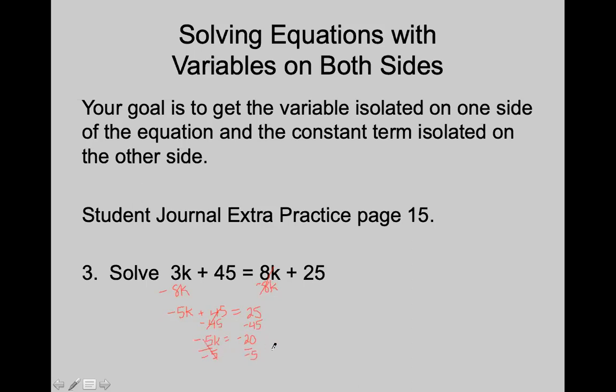And we should get k is equal to a + 4. All right, that's what our goal is today. Get variables on one side and constants on the other. Let's look at a couple more examples.